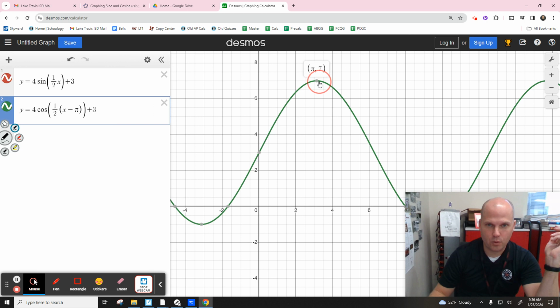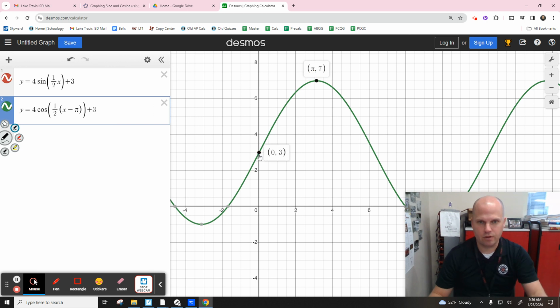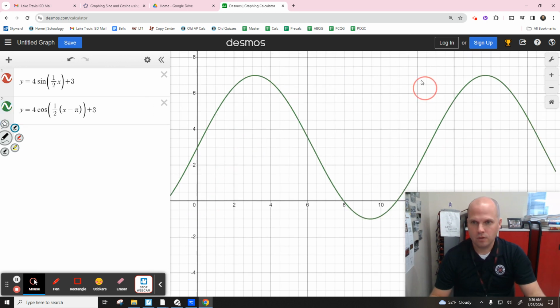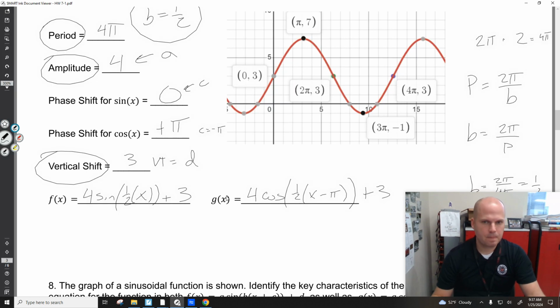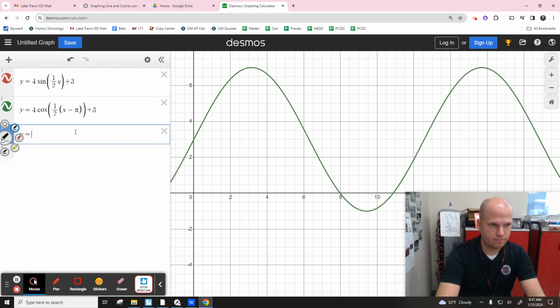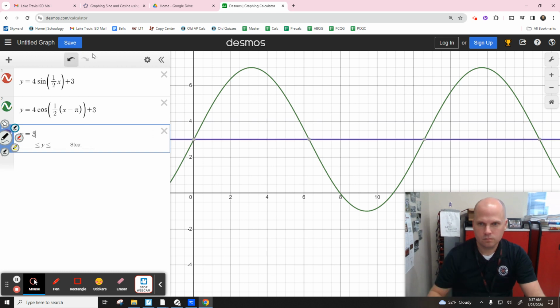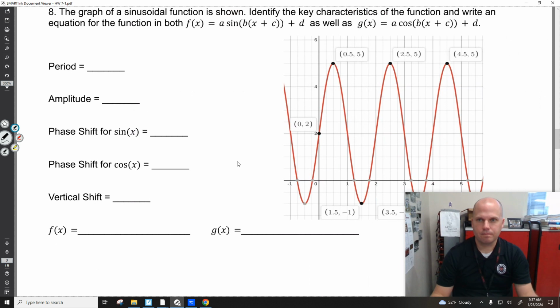We have certain points, pi, 7. We have 0, 3. We'll have 4 pi over 3, 3. We got it, okay? If I graphed y equals 3, you could see that. 4 pi over 3, 3. We're good. Okay? So, same deal. You're going to find your period, but then you also need to find your b. So maybe throw another thing here.